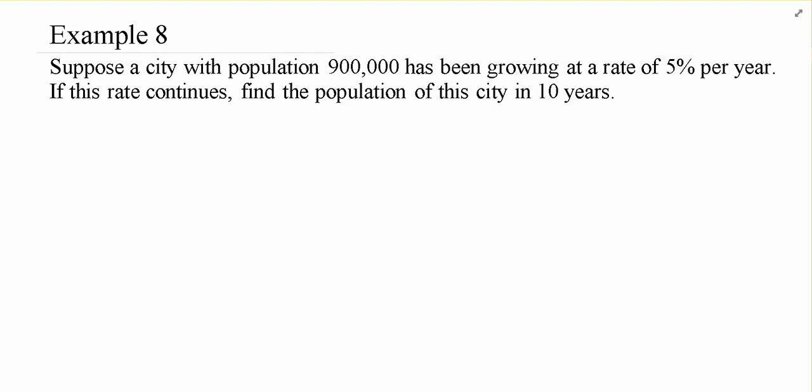So this example tells us to suppose that a city with a population of 900,000 has been growing at a rate of 5% per year. And we're asked, if this rate continues, to find the population of the city in 10 years.